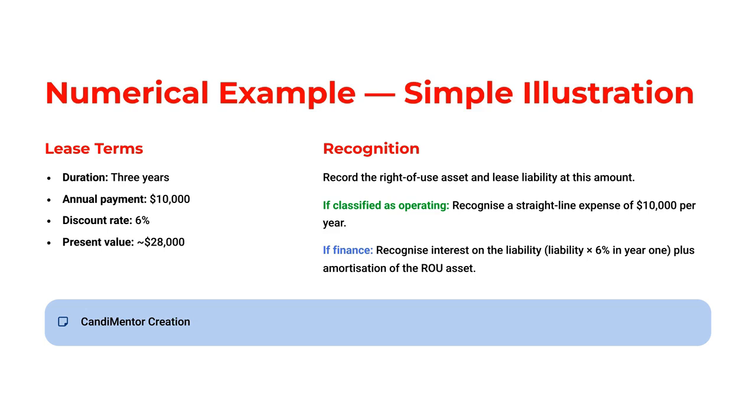Numerical example, simple illustration. 3-year lease with annual payments of $10,000 and a 6% discount rate. Present value is approximately $28,000. Record the right-of-use asset and lease liability at this amount. If classified as operating, recognize a straight-line expense of $10,000 per year. If finance, recognize interest on the liability: liability times 6% in year 1, plus amortization of the ROU asset.